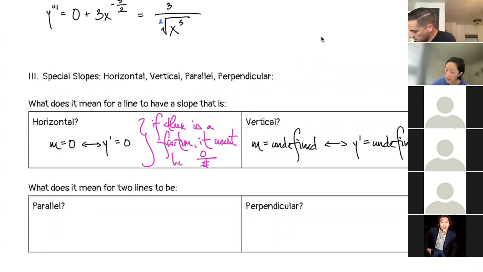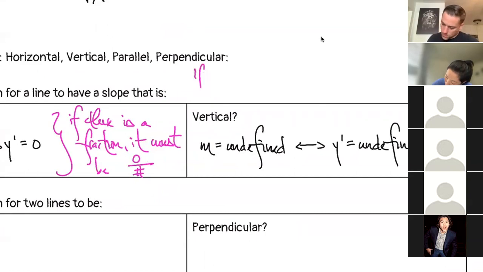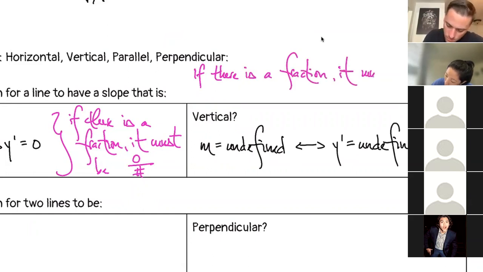Now, similarly, I could have said, what is this? 1 over 0. And what do we get when we do 1 divided by 0? And so if I'm looking for a vertical or undefined slope, if we write a similar statement, if there is a fraction, it must be a number over 0.